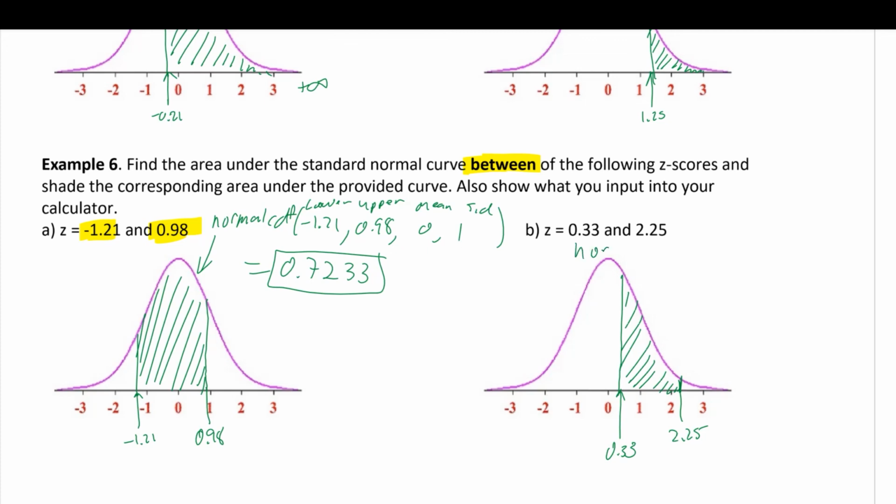Again, we're going to be using normal CDF. We have a lower bound, we have our upper, we have the mean, standard deviation. Our lower here is 0.33, upper is 2.25. The mean and standard deviation are 0, 1. Again, that's because we're dealing with a standard normal. If you run this through the calculator, we get something like 0.3585.